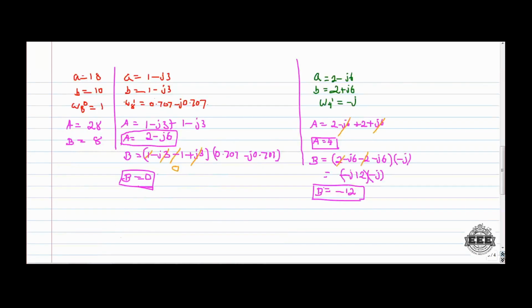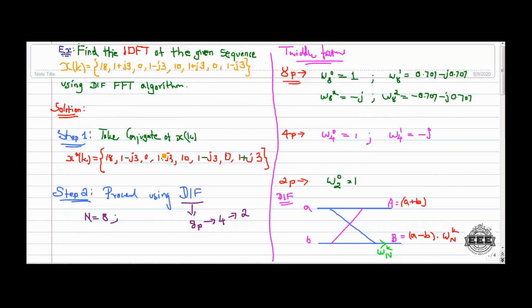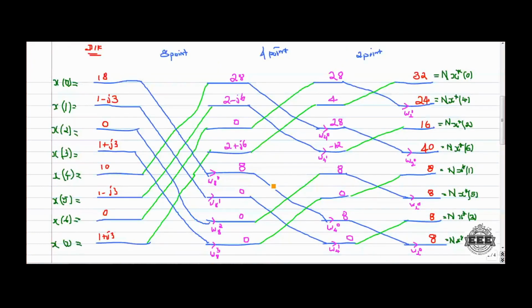The first step is we need to take the conjugate for the given sum. Then the second step is we need to proceed using DIT or DIF. For this sum, the given one is DIF, decimation in frequency. In decimation in frequency, what is the procedure? First we go for the 8-point sequence, then 4-point, and then 2-point. Before drawing the network diagram, we calculate all the twiddle factor values for 8-point, 4-point, and 2-point, and then we draw the entire structure diagram.